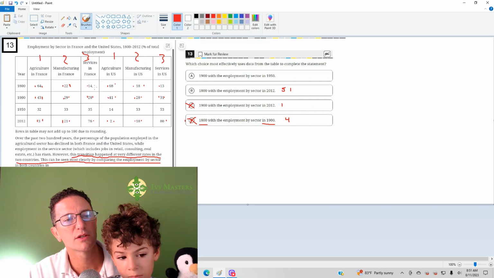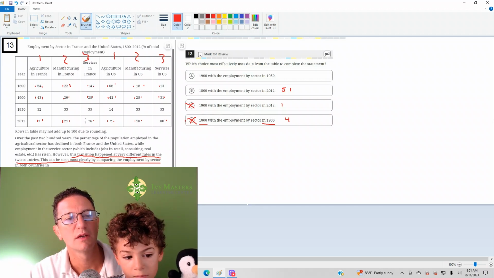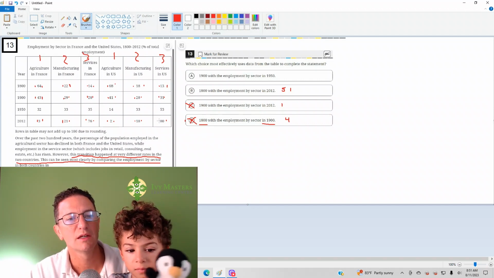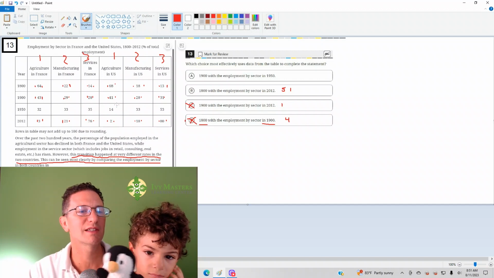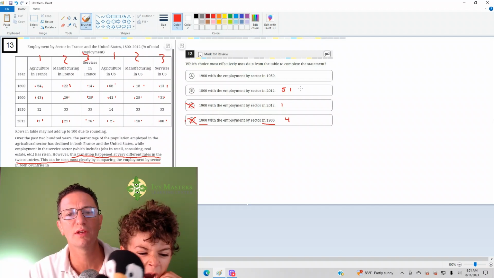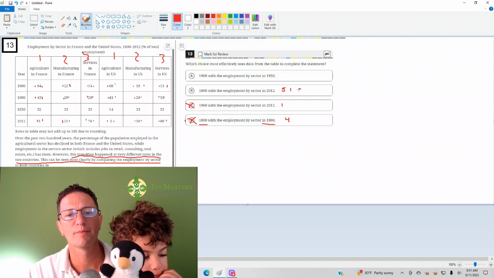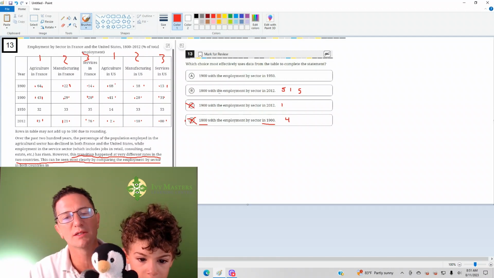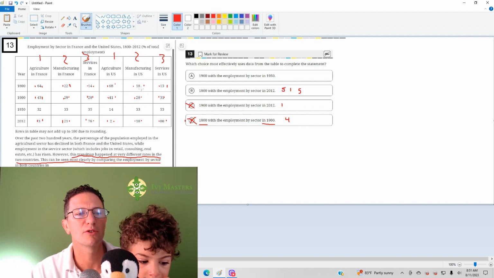If we looked at services in France, we go from 14 in 1800 to 76 in 2012. That's a change of 62%. And in the US, it goes from 13 to 80. That's a change of 67. So 62 and 67, that's a difference of 5 as well. So on average, 5, 1, 5, that's a bigger change. So D is gone. Now let's see 1900 to 1950.